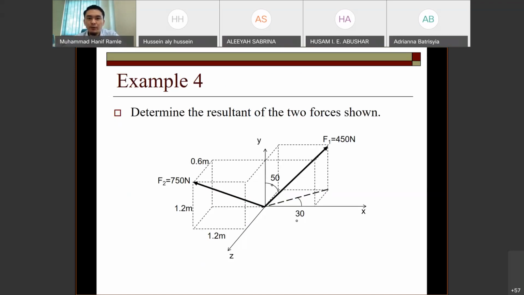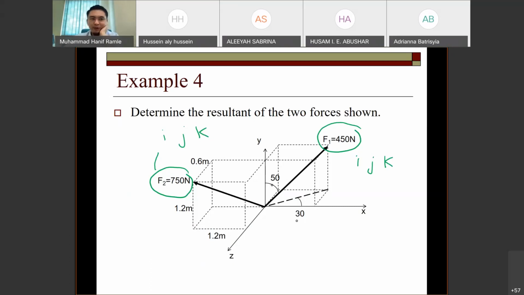If you look at this example 4, you have two different forces. F1 equals 450 Newton, F2 equals 750 Newton. You have to resolve F1 into IJK form, and similarly F2 into IJK form. I believe that you can do this one. Can we do it together? Okay, doctor. Yes, doctor.